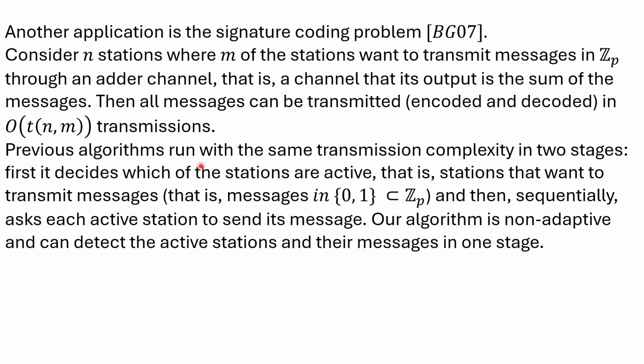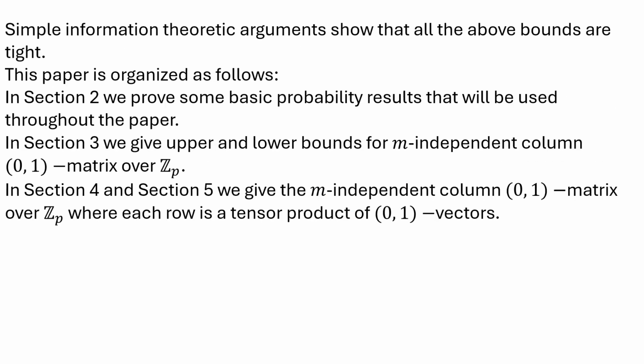Previous algorithms run with the same transmission complexity in two stages. First, it decides which of the stations are active, that is, stations that want to transmit messages in 0 and 1, and then sequentially asks each active station to send its message. Our algorithm is non-adaptive and can detect the active stations and messages in one stage, and the messages don't have to be binary, not only 0 and 1. Simple information-theoretic arguments show that all the above bounds are tight.